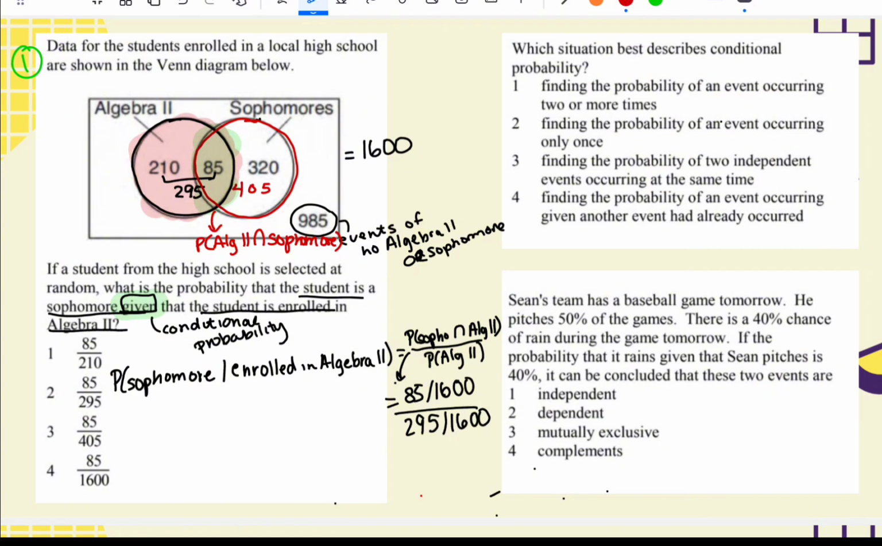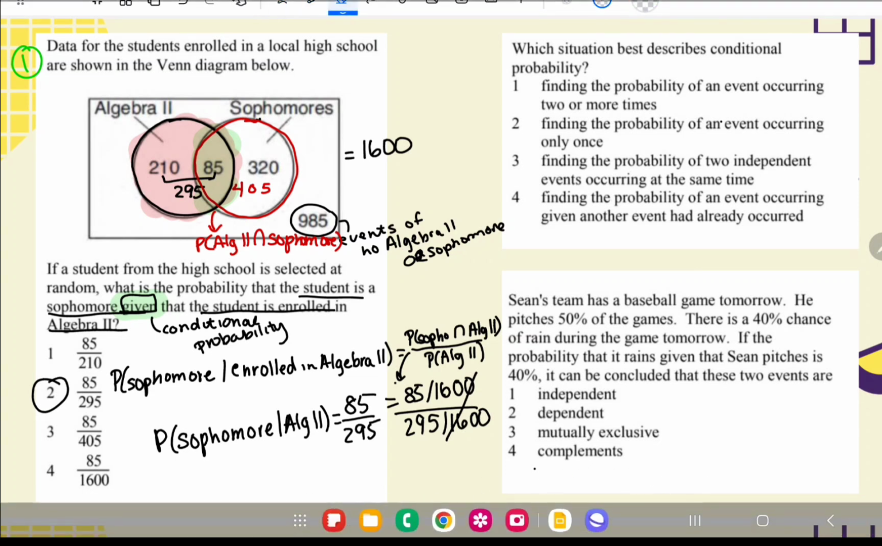And it's saying that when we do conditional probability, we're doing the probability of both events happening divided by the probability of the condition happening. So if my condition is being Algebra 2 students, that would be 295 students. And when we simplify that, these cancel out. And so our final answer is probability of sophomore and Algebra 2 equals 85 over 295. Answer choice 2. So that would be the first question.